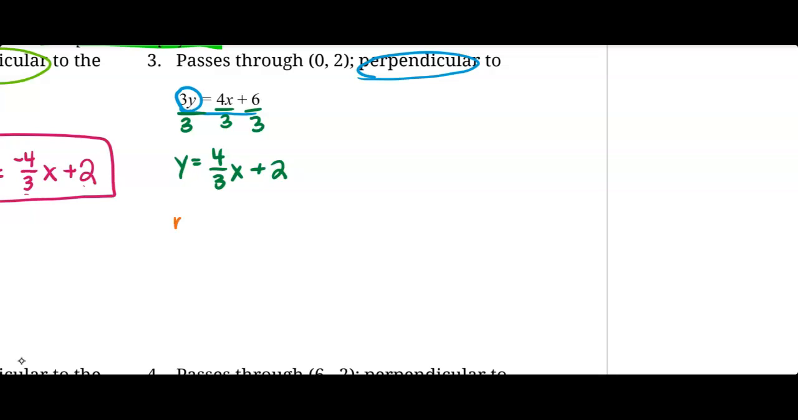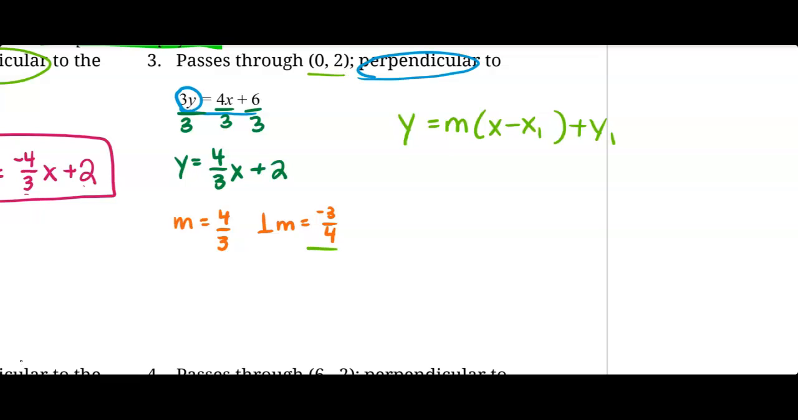Once I've done that, I can say that my slope is 4/3, which then makes it easy to see that my perpendicular slope will be -3/4. It started as positive, so I need to make it negative and flip my fraction. I'm going to plug in to y equals m times (x minus x1) plus y1 using my point and my new slope. So when I plug in, I get that y is equal to -3/4 times (x minus 0) plus 2.